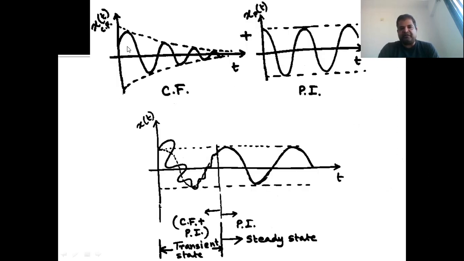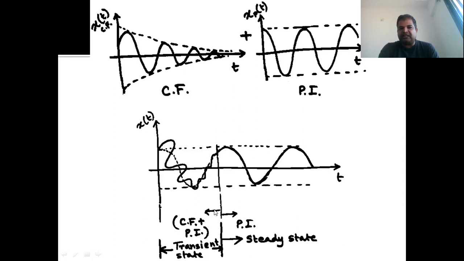If you see the response, the first is for the complementary function, which looks like this, the exponentially decreasing harmonic function. And the second is cos(lambda t minus theta) into some amplitude, which is nothing but the cosine function. If you merge these two, then the response will be this dark line. So initially you have the random vibration, and after that the influence of the random vibration will die out because of the damping, and then there is a single response.